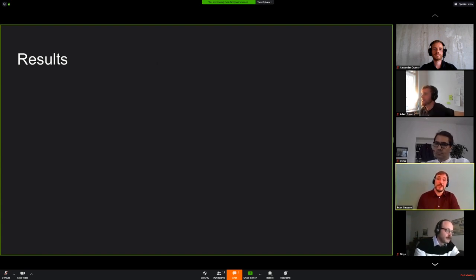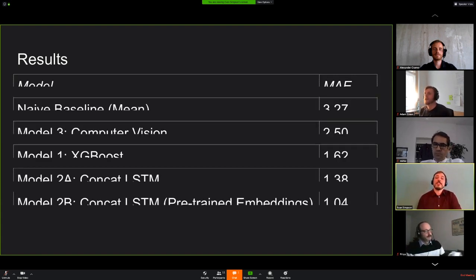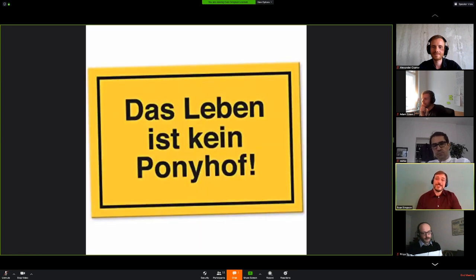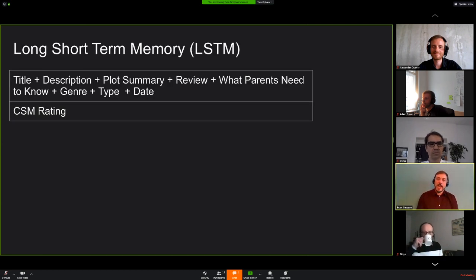So for results, we can see that the concatenated LSTM with pre-trained embeddings is by far the best, and that with computer vision, you can actually judge a book by its cover, but it doesn't give you as much information as these other models. And while this is great, as a few people have told me, life is not a pony show. Life is not a Kaggle competition. And therefore, I had to answer one of the questions that one of my teachers asked, which was, if you had all of these categories, if you had all these features, you would also have the target.